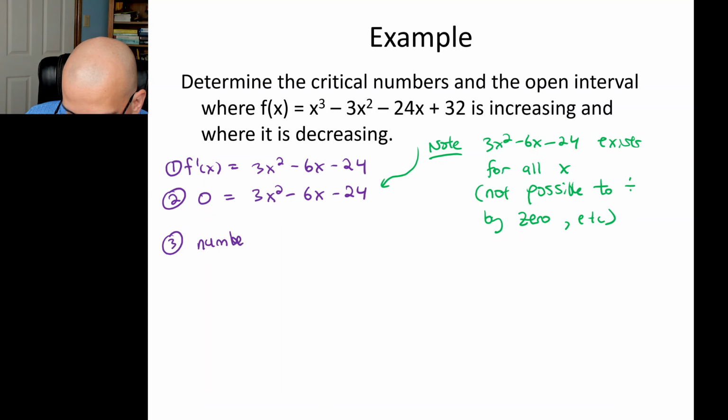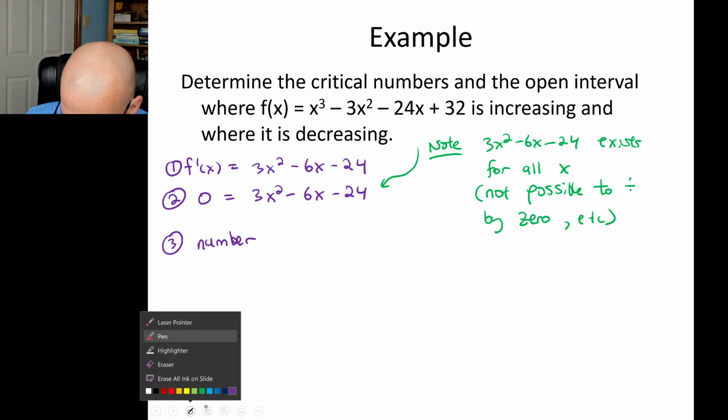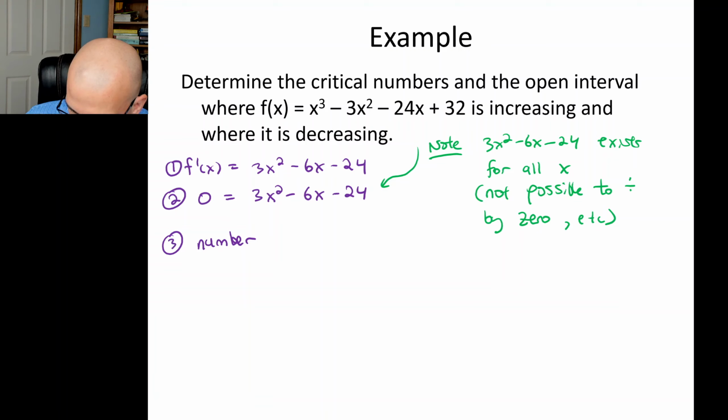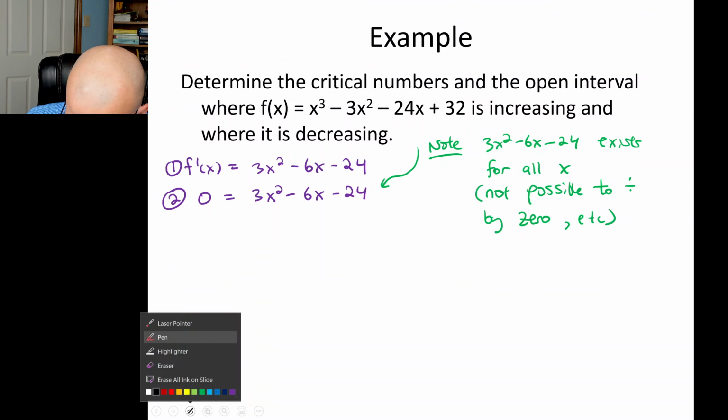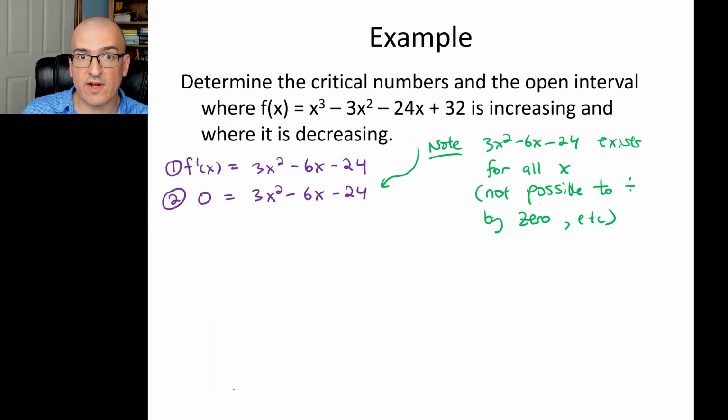This is why I said not to bother reading that, and I didn't read it either. Oh, we're not done yet. We're not done step 2. Getting ahead of myself. So we have to set this thing equal to 0 and solve for x. How are we going to do that?